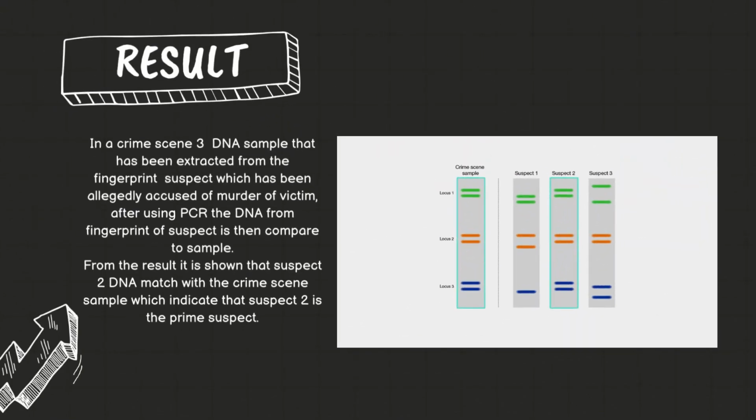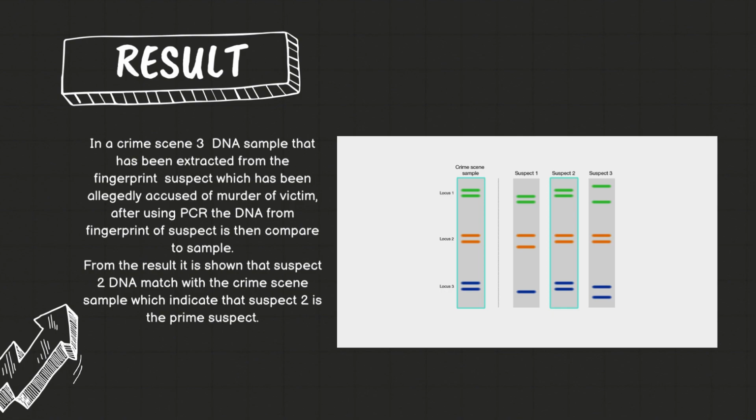In the investigation of a crime scene where the murder of a victim has occurred, forensic analysis involves the extraction of DNA samples from various sources, including fingerprints left at the scene. Once the DNA is extracted from the suspect's fingerprints, it undergoes polymerase chain reaction, a process used to amplify specific regions of DNA for analysis. This amplified DNA from the suspect's fingerprints is then compared to DNA samples obtained from the crime scene.